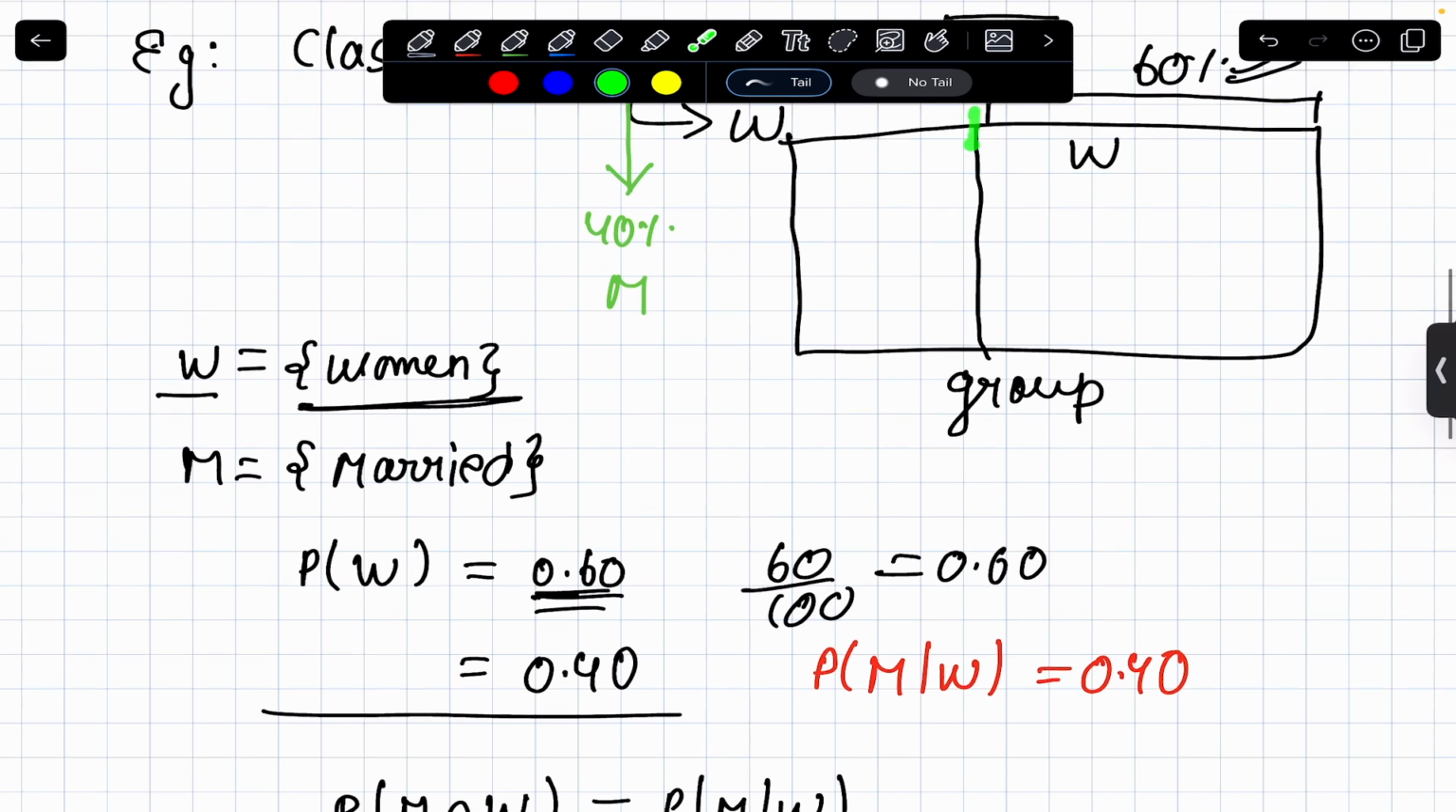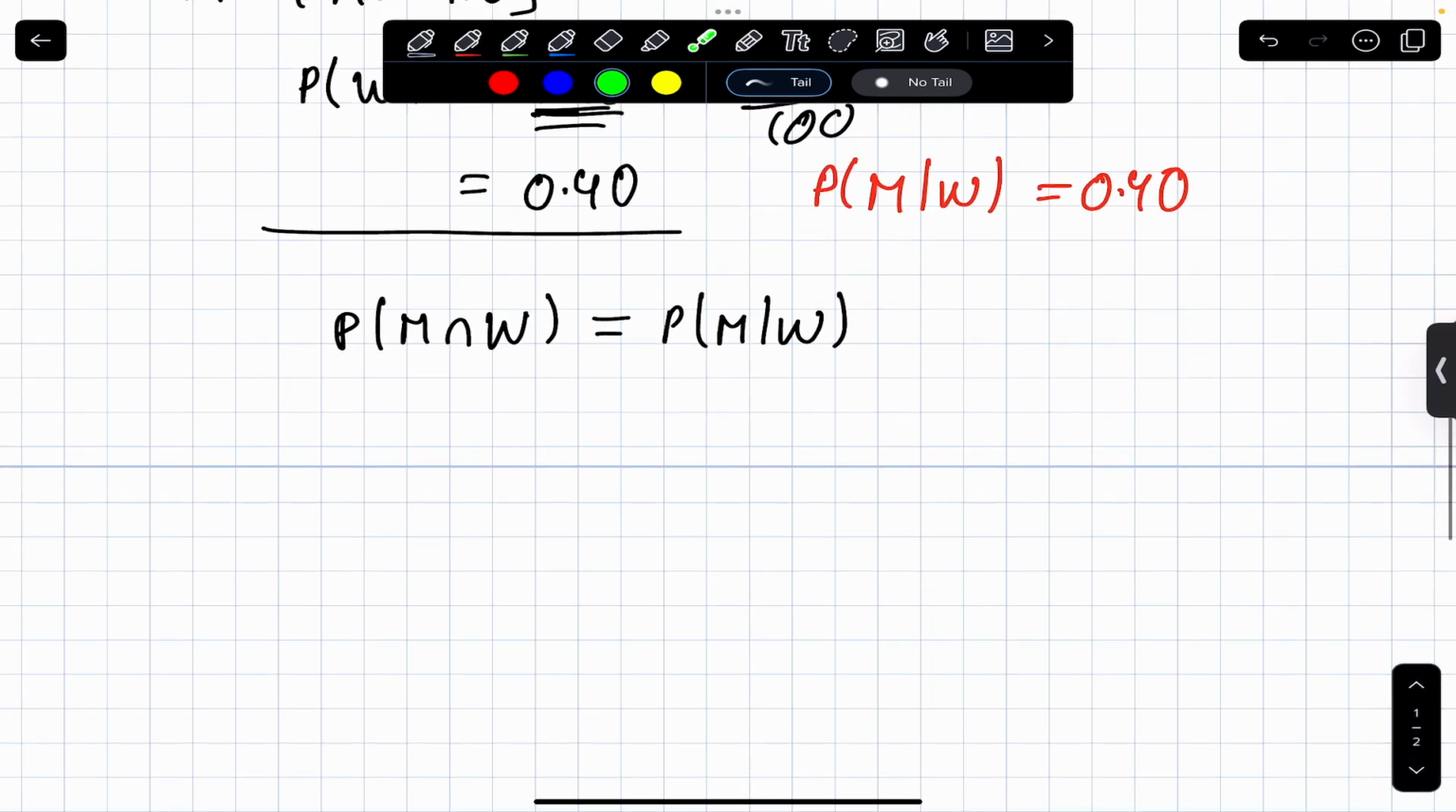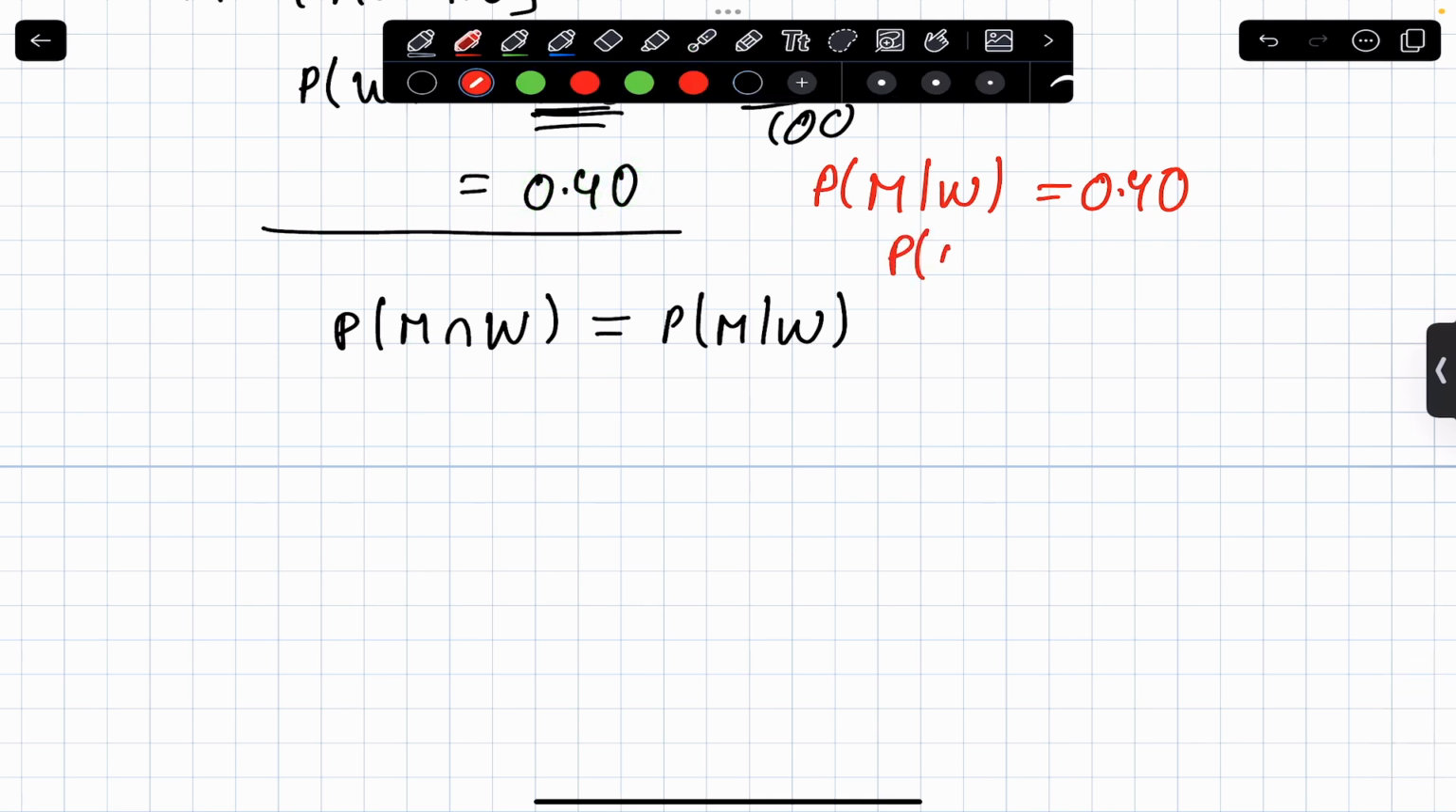So we have to only pick this 60%. What this says is that 40% is the probability of a woman being married. So the probability of someone being married given that she is a woman is nothing but 0.4. Have you got this?